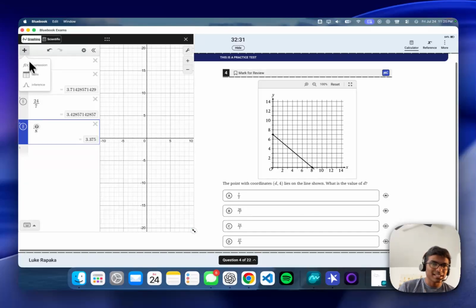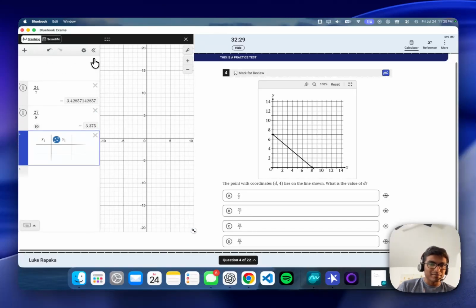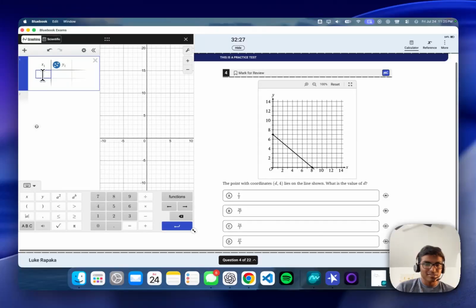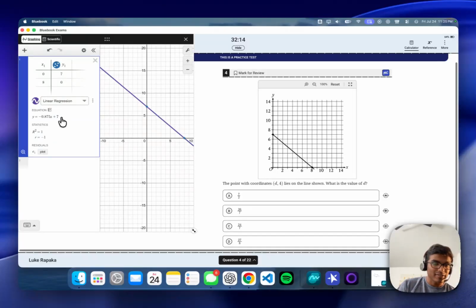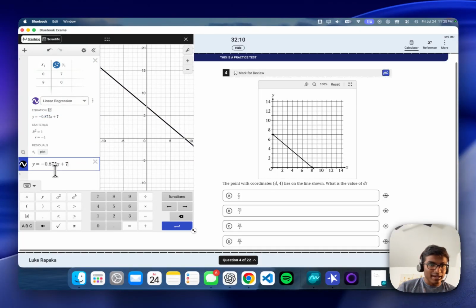Okay, actually, you know what? Instead of doing that, let's just do a table to get this exact stuff. I'm not trying to squint. We know points 0, 7 because of this point, and then this has to be 8, 0. So those are the 2 points we have. Put that into linear regression. That's our equation, right?